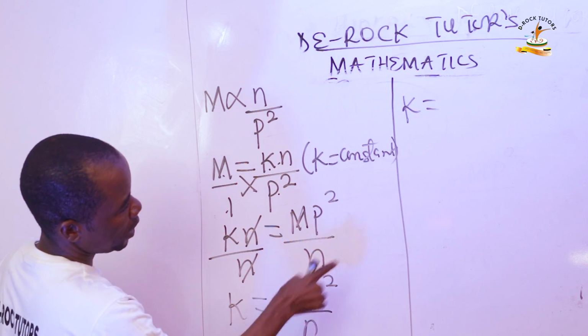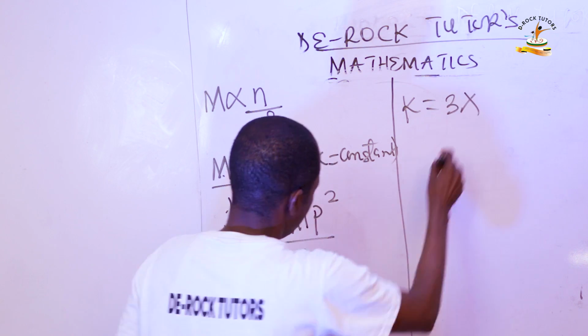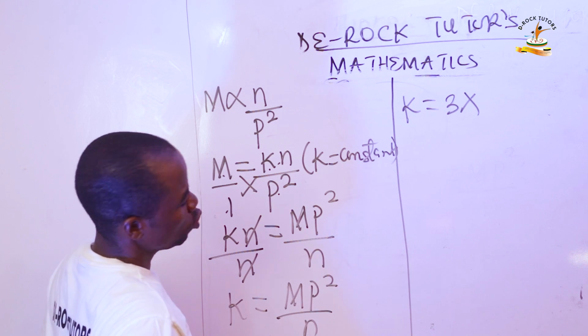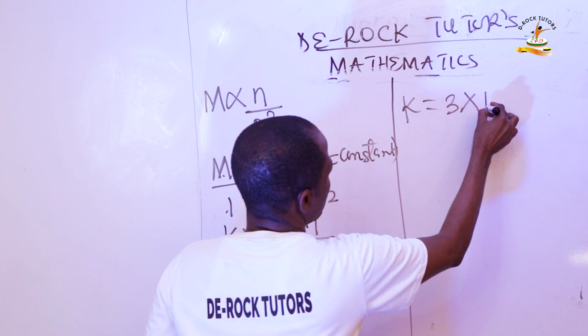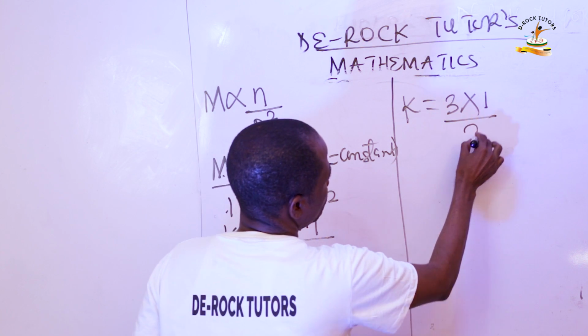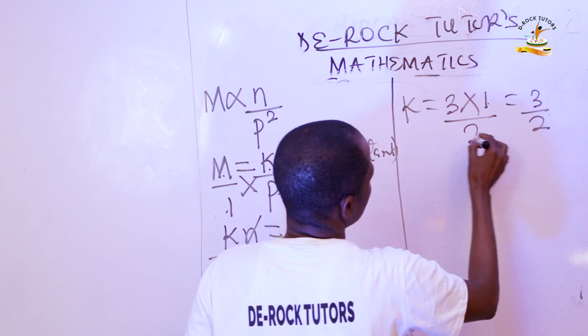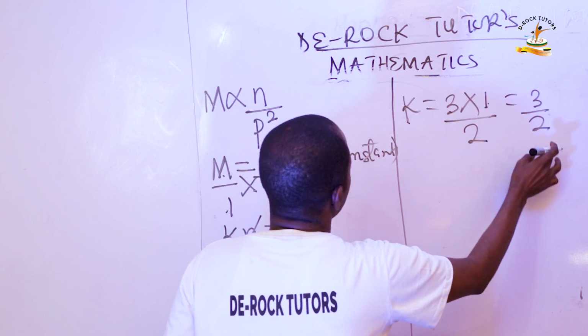And then we can now calculate our k. We are given the value of m according to the question to be 3, times the value of p, which has been given to be 1. So 1 squared is still 1, all over n. The value of n has been given to be 2. So 3 times 1 is still 3, all over 2. So the value of k is 3 all over 2.